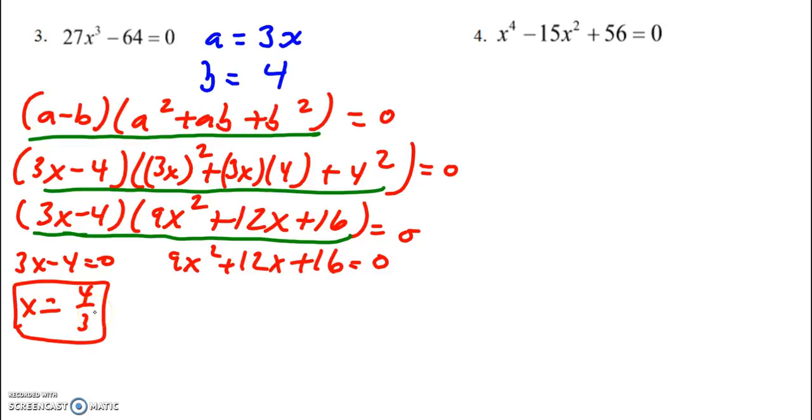And if you want to solve, one of your answers would be positive 4/3. And this is where, again, I'd like you to pause the video and use the quadratic formula to find those roots. So please check your work and pause again to use your quadratic formula.